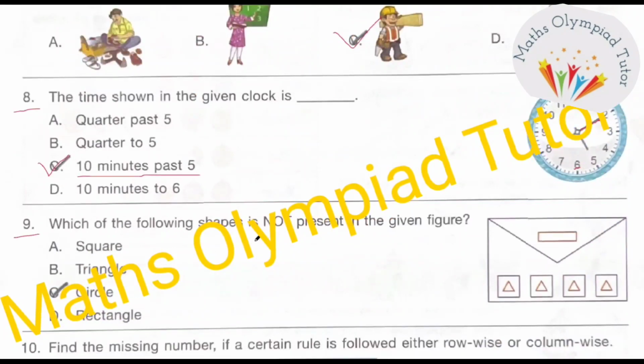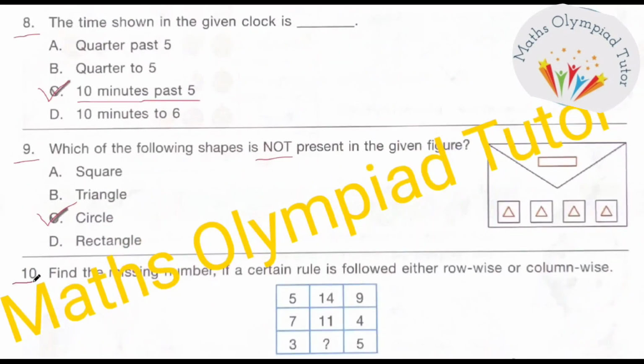Question 9 is which of the following shapes is not present? Only we have to pick the shape which is not there. So we can easily observe the shape circle is not there in the given figure. So we should select this.